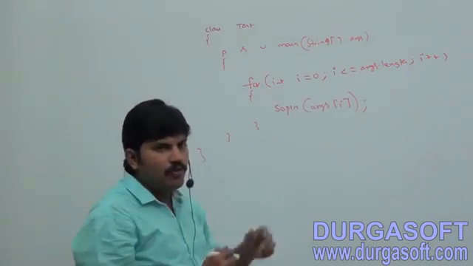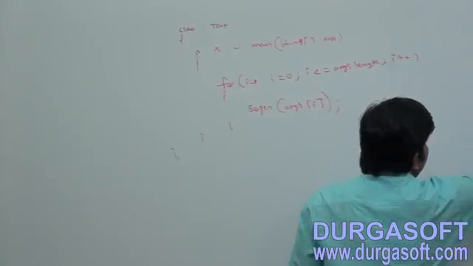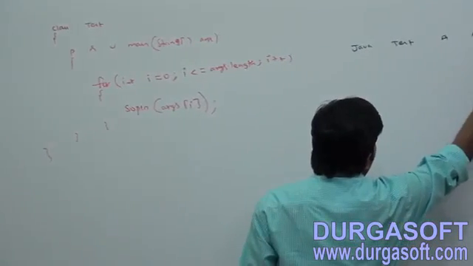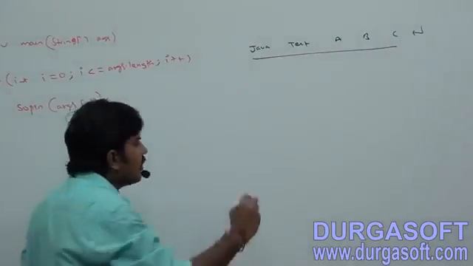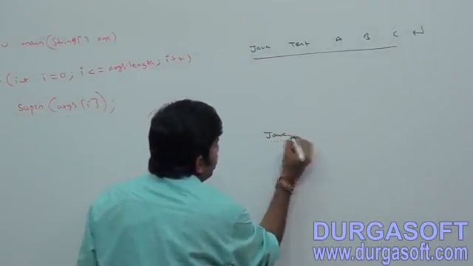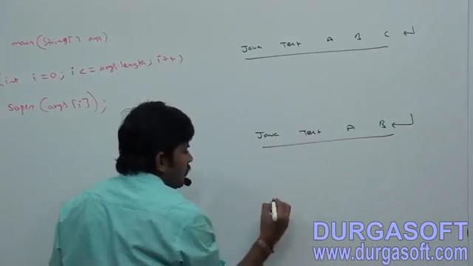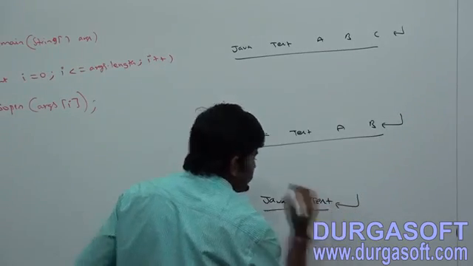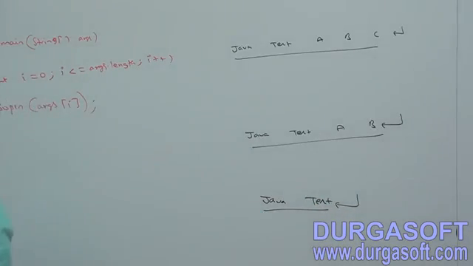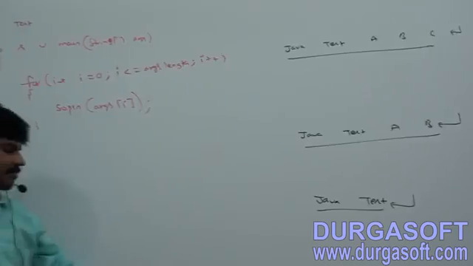Now how am I invoking this program? First invocation: java Test A B C. So this is my first invocation. Second invocation: java Test A B. Third invocation: java Test, like this. Can you tell what output we are going to get by default in the first case, second case, third case?